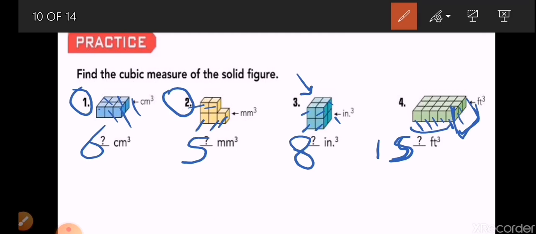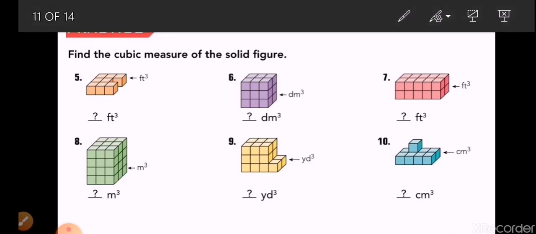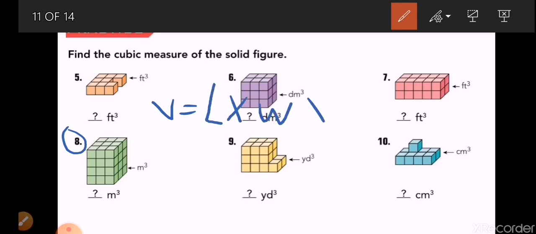Then let's see another part. Find the cubic measure of the solid figure. Here I want to explain the other way, and we will explain it on question number 8. Any volume, we said that I can get it by counting how many cubic units. Easy, yes? Okay, we have a rule also for the volume, which is what? Length multiplied by width multiplied by height. It means you will multiply the 3 dimensions of your solid figure.